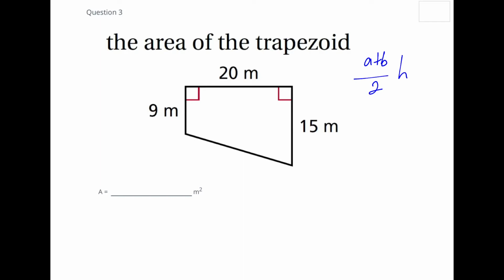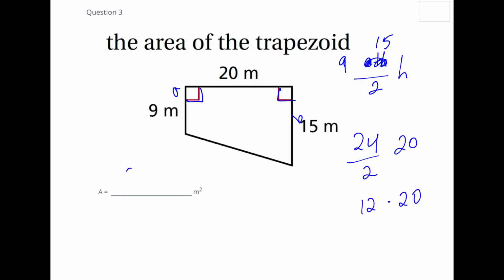The formula for area of a trapezoid is a plus b divided by 2 times h, where a and b are the two bases. We can see the height, because of these 90-degree angles, is going to be 20. So we can plug in 9 and 15 here for a and b. So we have 24 divided by 2 times the height, which is 20. So 12 times 20, which is 240.